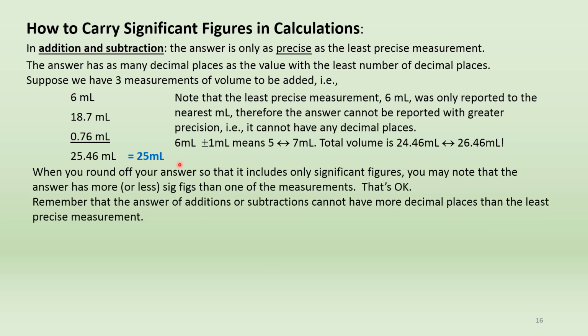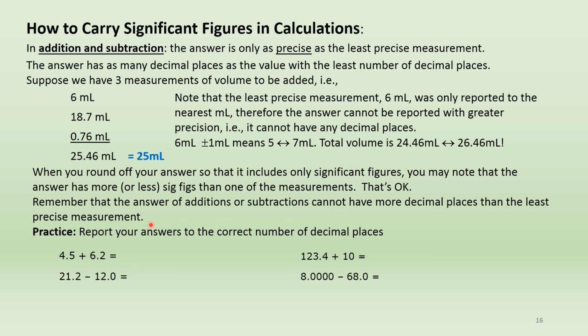So when you round off your answers so that it includes only the sig figs as we have done, you may note that the answer now has more or less sig figs than one or more of the original measurements. For example, 25 mils has 2 sig figs, and it's more than 6 mils, which only has 1. That's okay. Remember that the answer to addition and subtractions, we are counting decimal places, not sig figs.